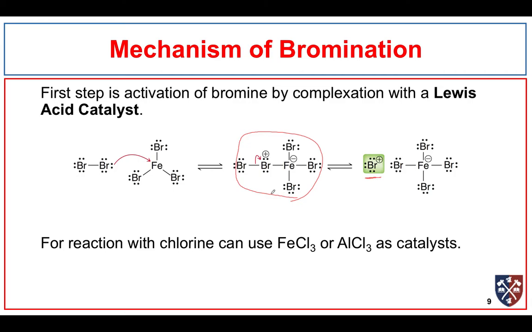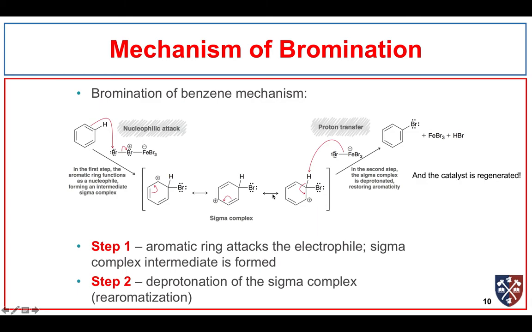So what happens in the next step of the reaction? Well, in the next step of the reaction, we now have our activated compound, which is our electrophile, and it's such a good electrophile that even a weak nucleophile like benzene can react. So the electrons in the pi system just reorganize and attack the electrophilic complex, and we get a bond between this carbon atom and this bromine, and we kick off FeBr4.